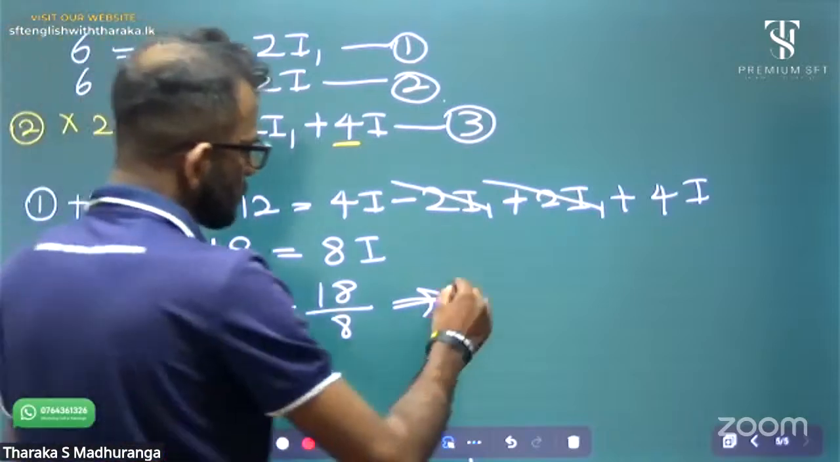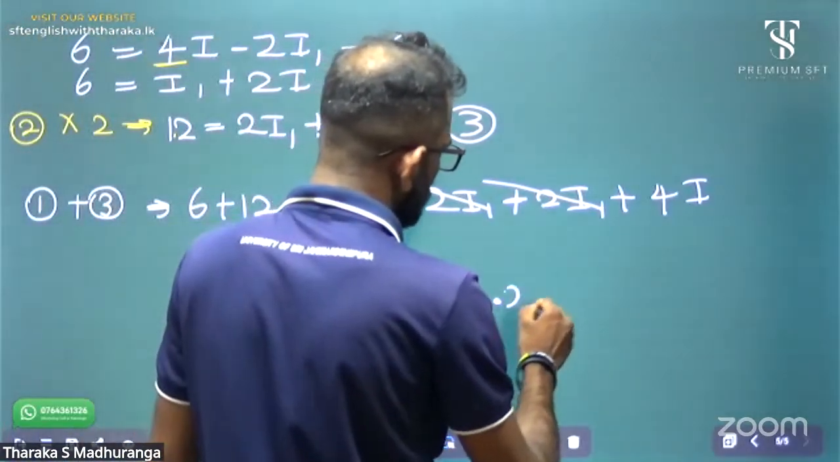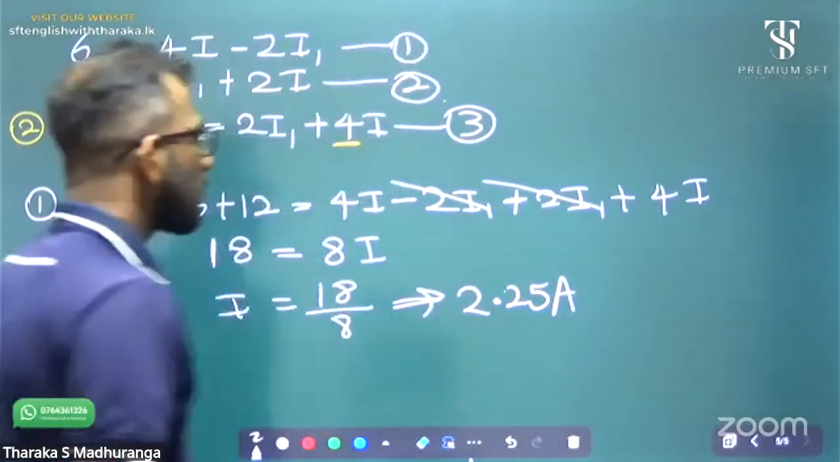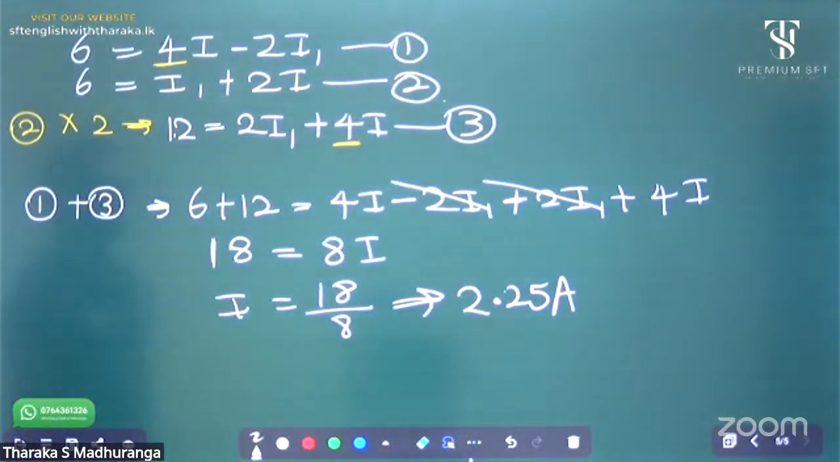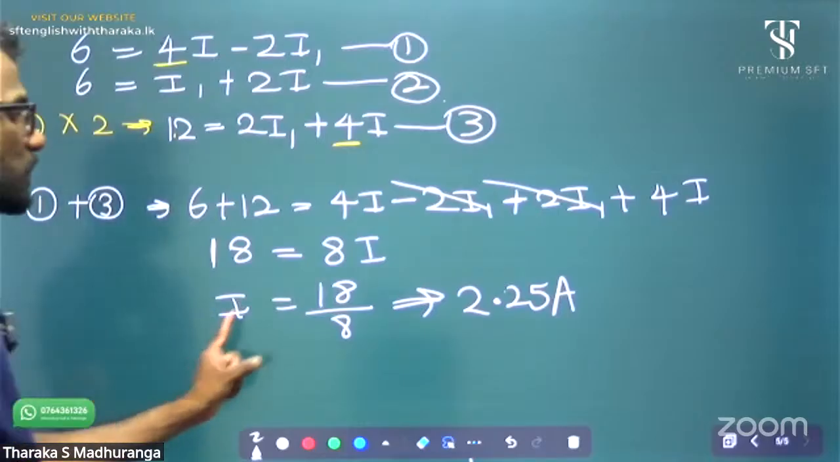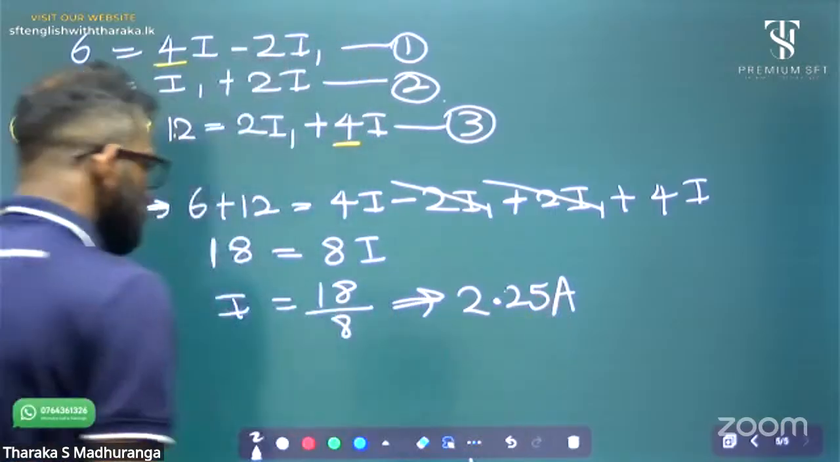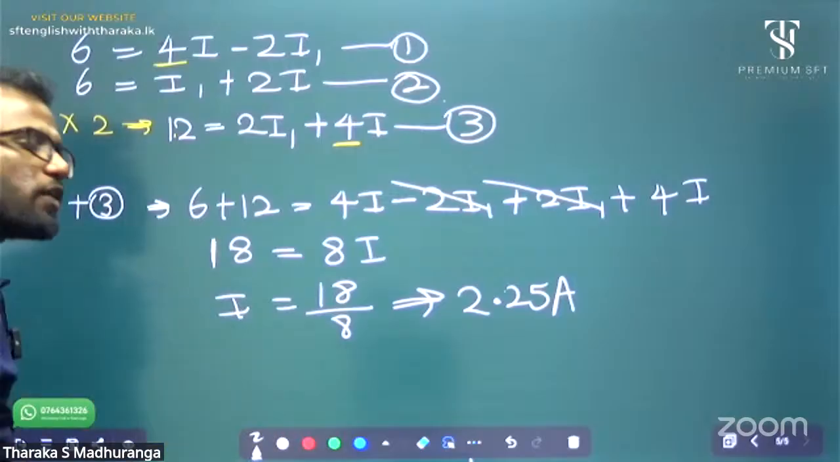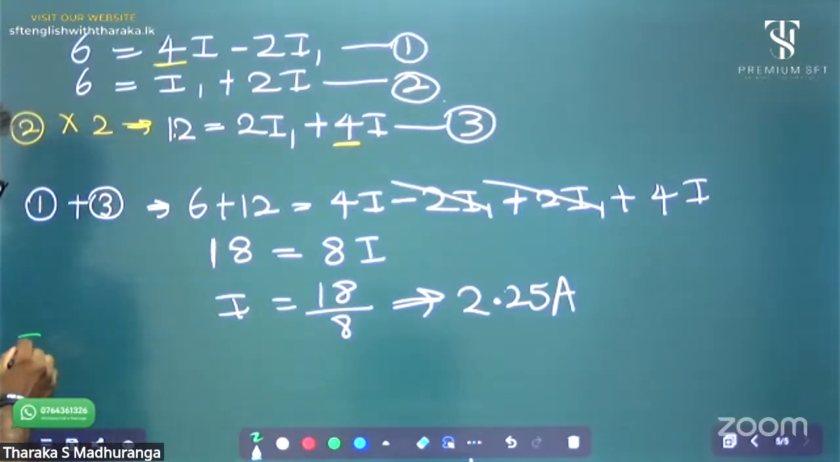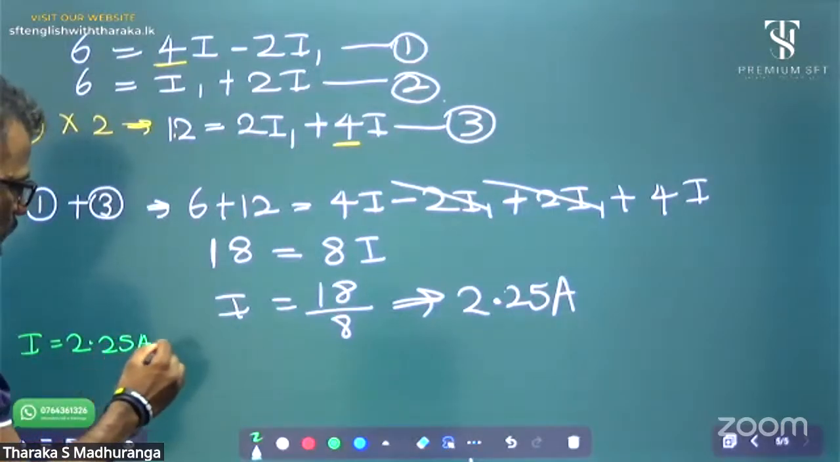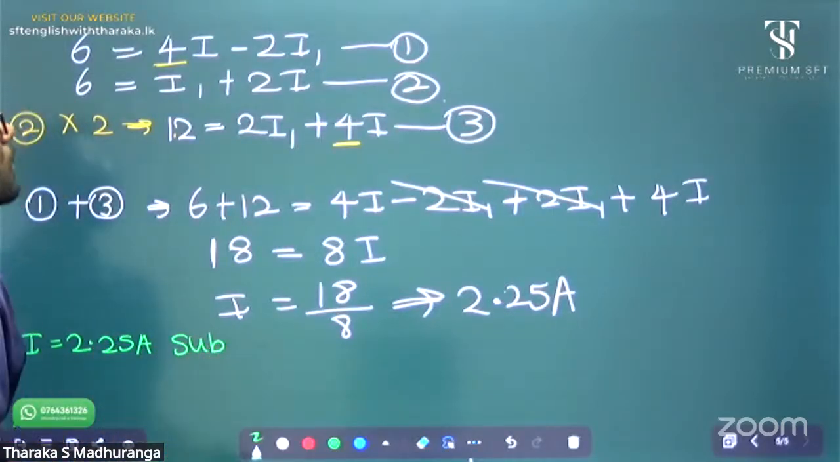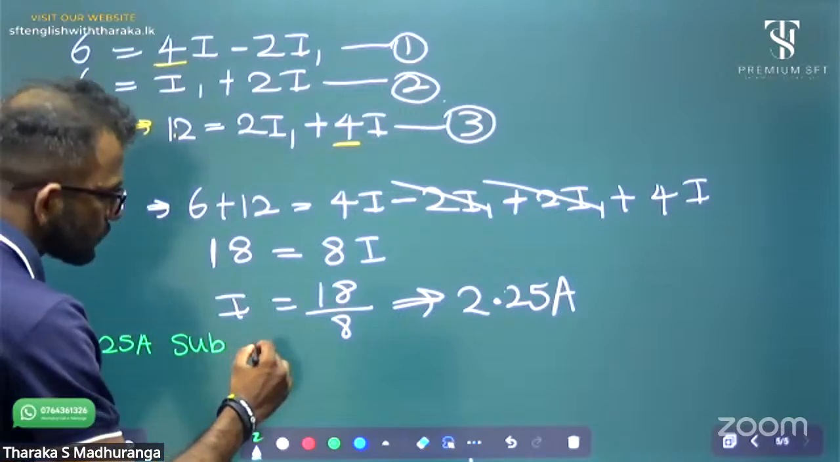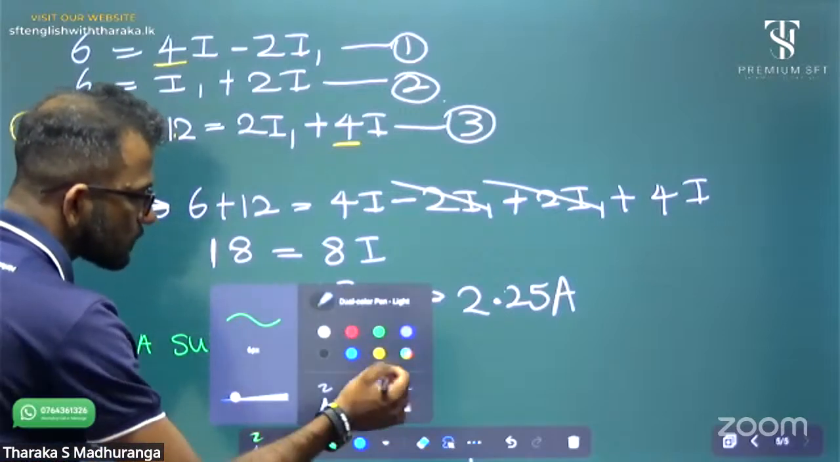2.25 ampere. Okay, if you got it, it is the I value. If you know the I value, you can substitute this 2.25 ampere into any equation. Now you have three equations. Now I equal 2.25 ampere, substitute into the first equation. First equation, it's easy.